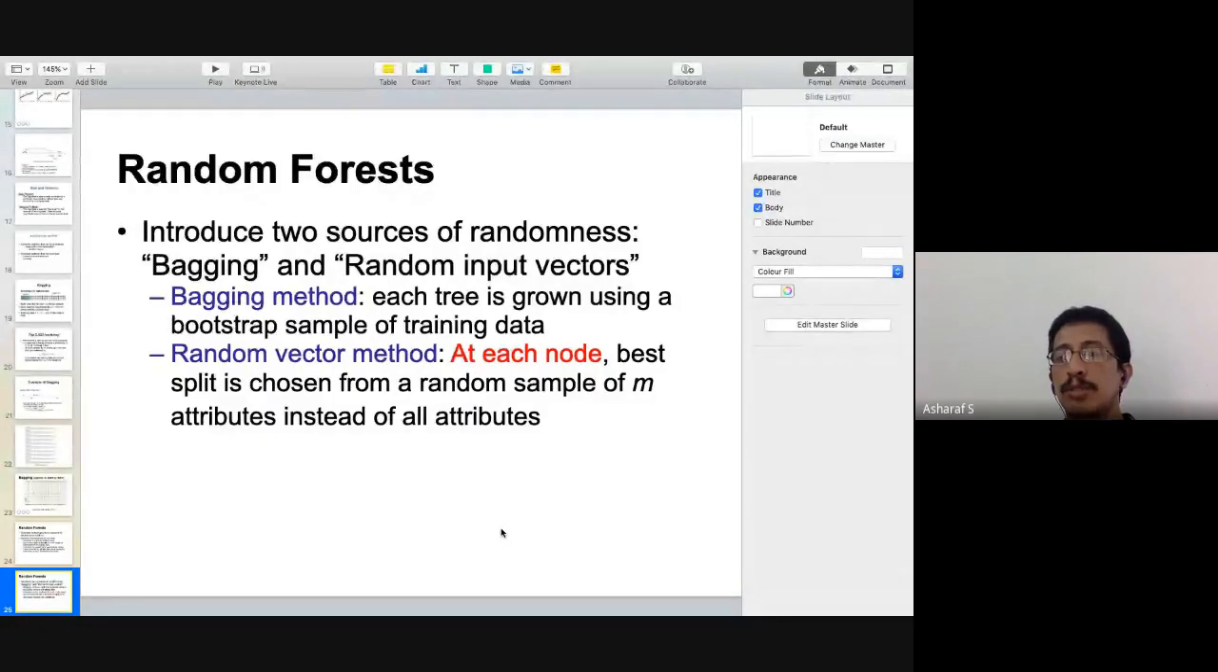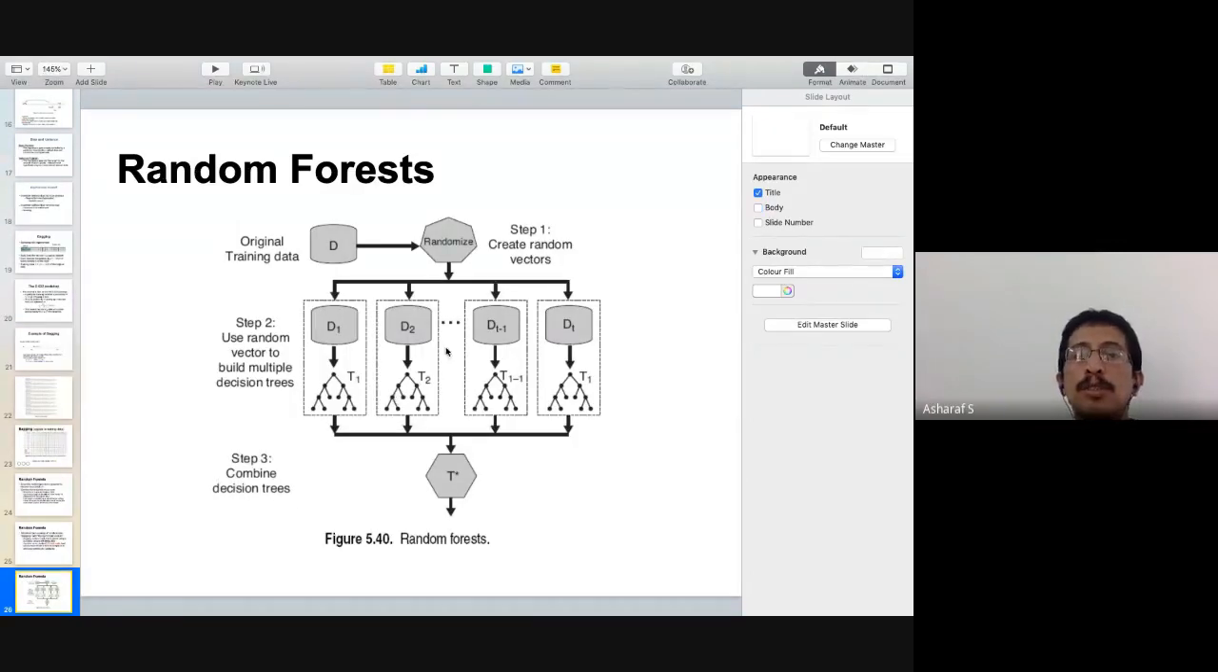All right, it introduces two sorts of randomness, bagging and random vector inputs. Bagging means each tree is grown using a bootstrap sample from the data, and with the random vector, each node takes the best split. You know that. The decision tree is based on an appropriate measure of goodness. You choose the right feature and do a split. That's called the random vector method. So this is the picture of a random forest.